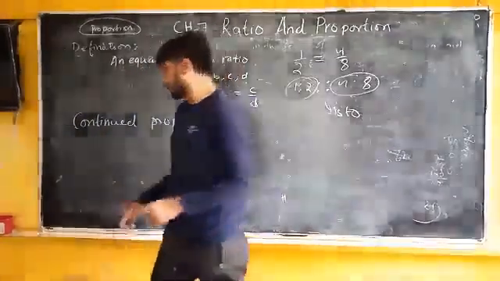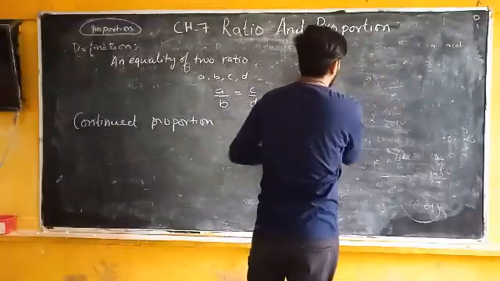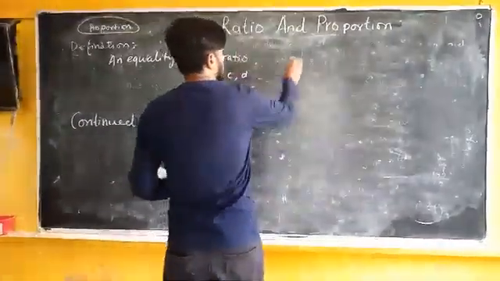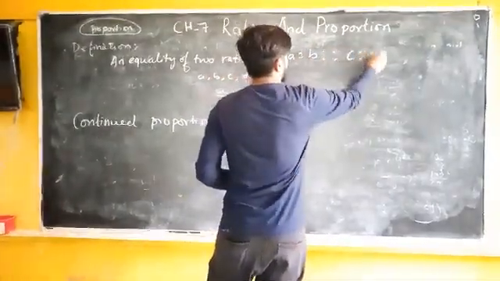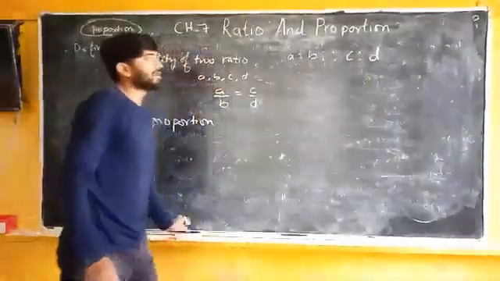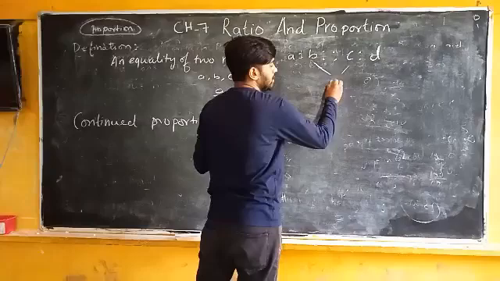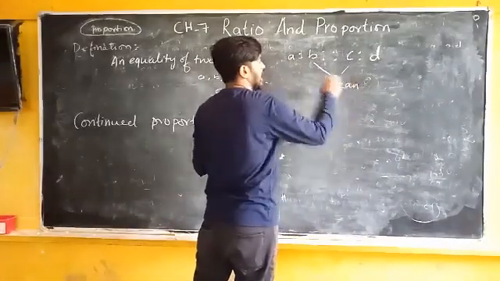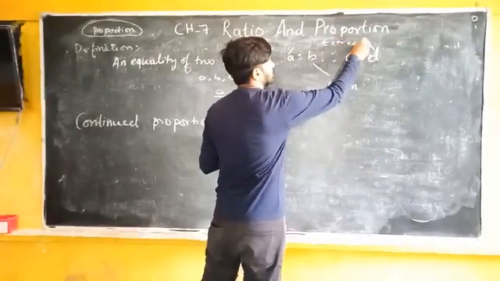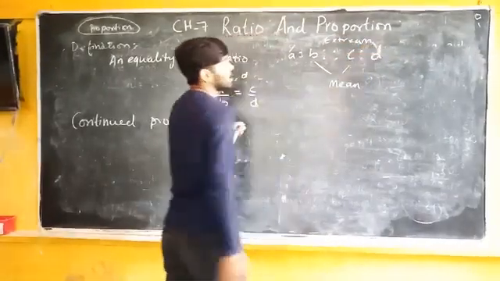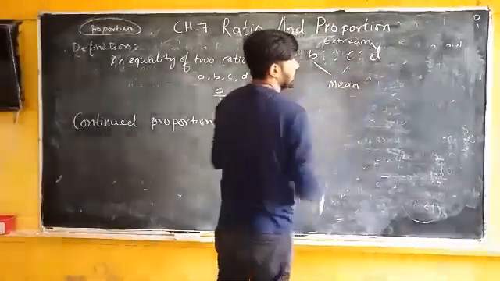Now we need to figure some things out from this. When I write A ratio B proportion to C ratio D, right, I know that these two inside terms are the means and these two outside terms are the extremes. The inside ones are means and the outside ones are extremes.